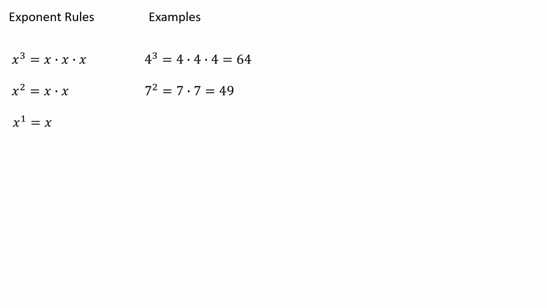If the exponent is 1, you're just looking at the number. Let's do a flood of examples here. 8 to the first power, that's just going to be 8. 3 to the first power, 3. 5 to the first power, 5. Right? If the exponent is 1, you're just looking at the number.